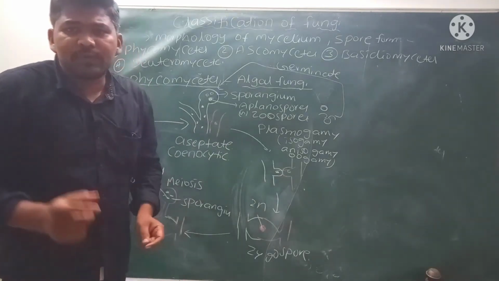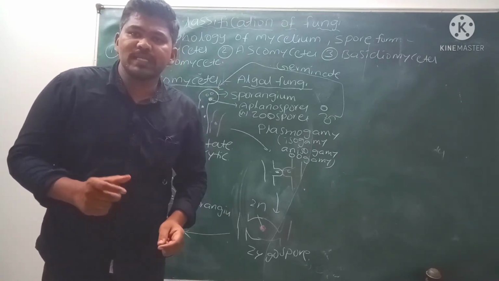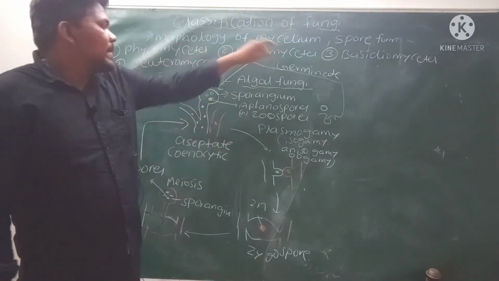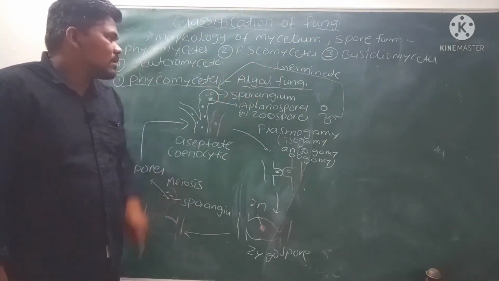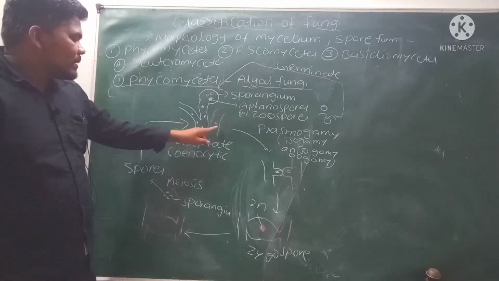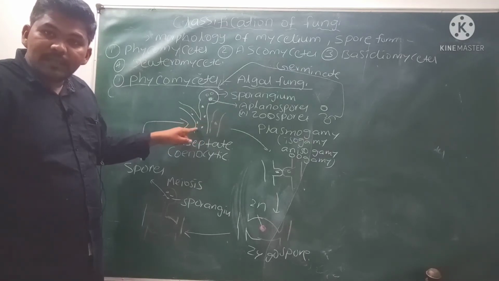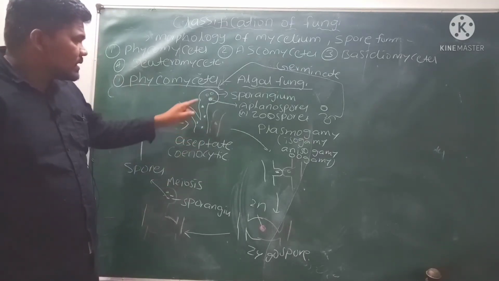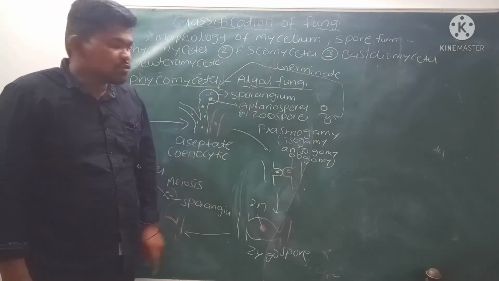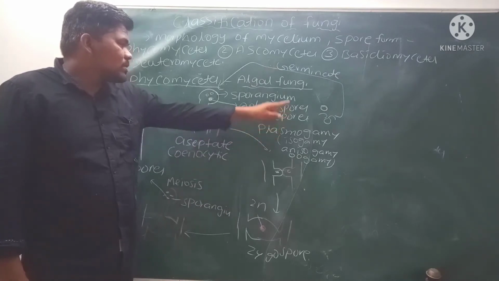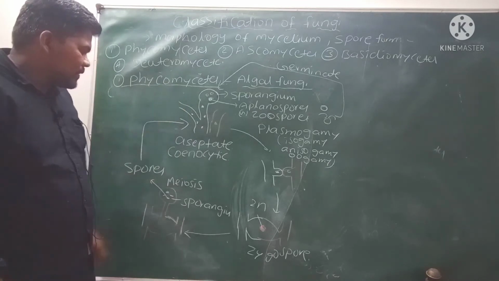Once again, if you observe the classification of fungi, fungi are divided into 4 groups: phycomycetes, ascomycetes, basidiomycetes and deuteromycetes. First one is phycomycetes, also called algal fungi. It is aseptate and coenocytic. The asexual spores of the phycomycetes are aplanospores and zoospores. These aplanospores and zoospores again germinate and form the new fungi.